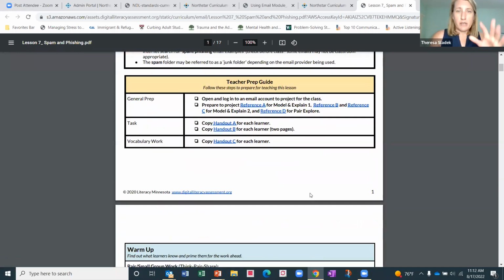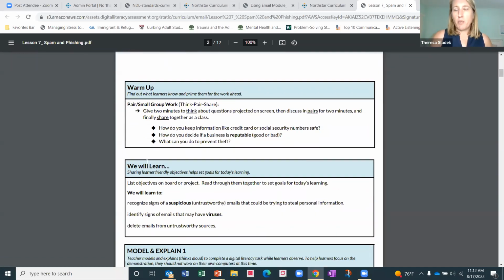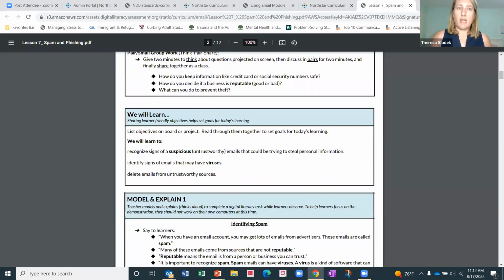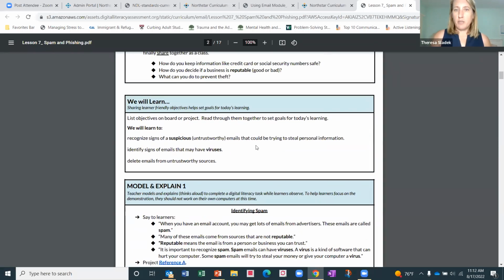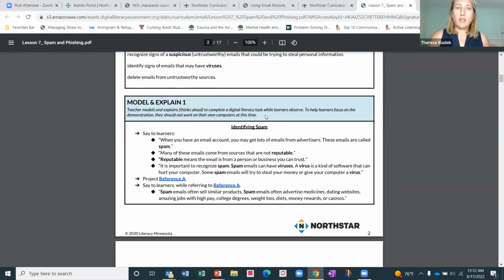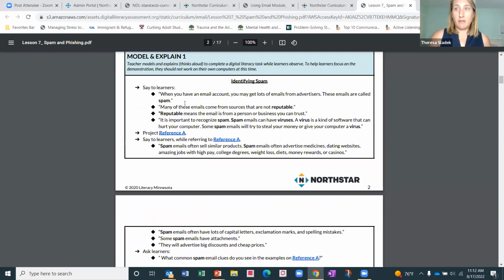Oh, you saw that first page. I'm seeing the warm-up questions. It gives me some instructions on how to do the warm-up. I'm seeing the "we will learn" objectives. It gives me a little bit of instructions there. And then the model and explain part, it's exactly what I said to you, it tells me here what to say. So this helps maintain consistency across your classes.